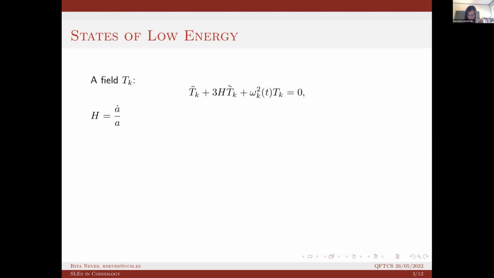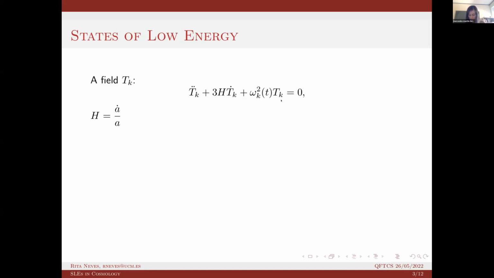So let us consider a field whose Fourier modes obey this equation of motion, which will be the equation of motion for the Fourier modes of cosmological scalar and tensor perturbations. Here dot is the derivative with respect to time, and H is the Hubble parameter, so a dot over a, where a is the scale factor. And the omega function here is going to depend on our theory and our model, so we're going to leave it generic for now.